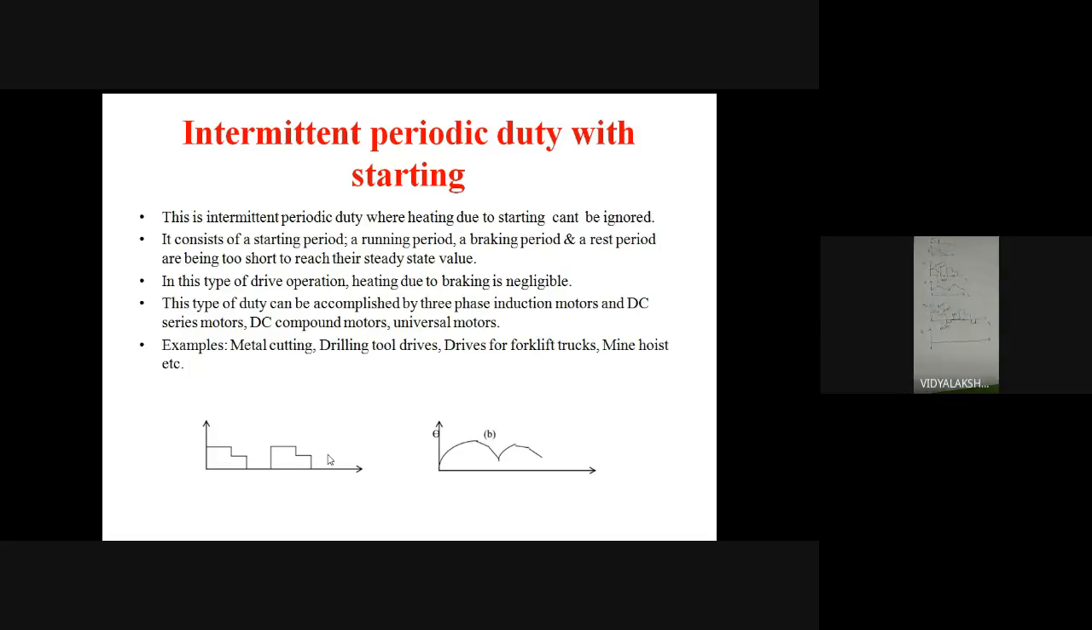Is it visible? Have you all drawn my intermittent periodic duty with starting and braking curve? It's visible, ma'am. This is the 5th type of motor duty, intermittent periodic duty with starting and braking. So from the name itself, what will happen? Please see the last graph and then say how it will be varying.